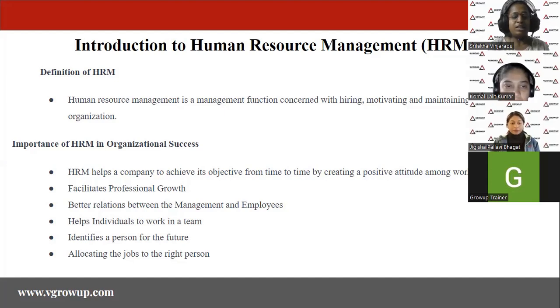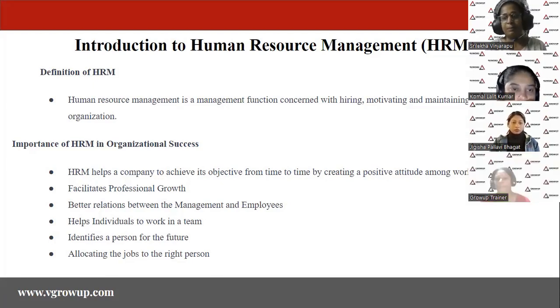Human resource management helps the company achieve its goals along with the employees in a positive attitude. It also helps employees move towards professional growth and builds a good rapport between the employer and the employee. It helps individuals give their contribution as an individual contributor, and also to gel well in a team. Even if they have differences, they can work in a team together.